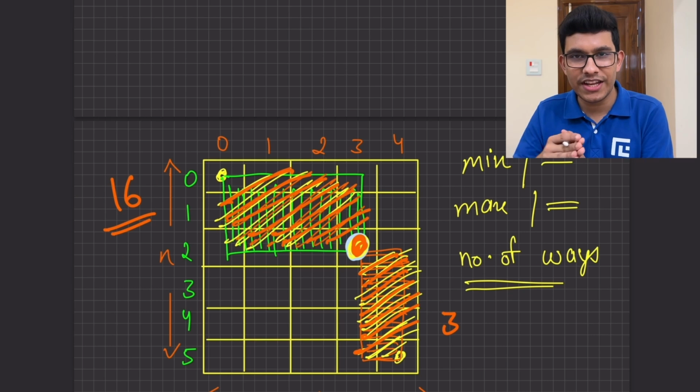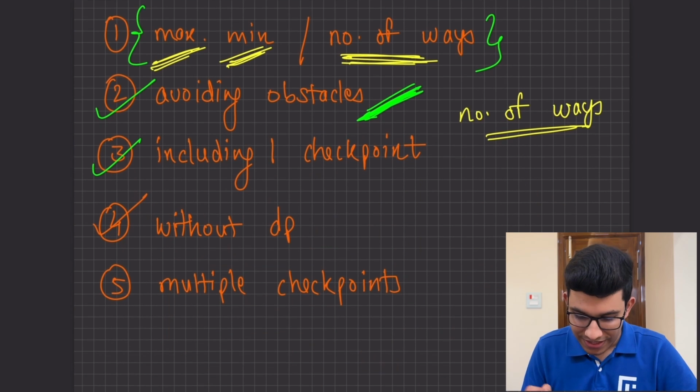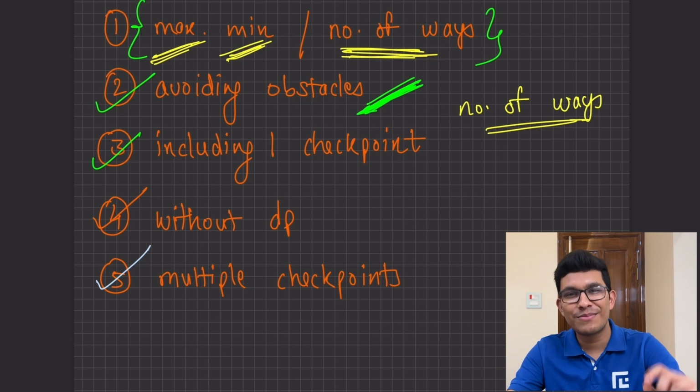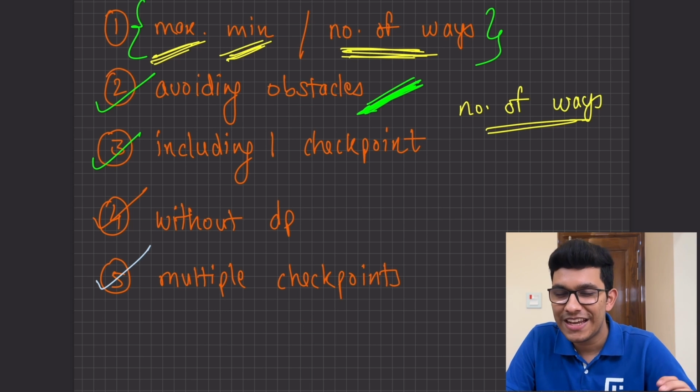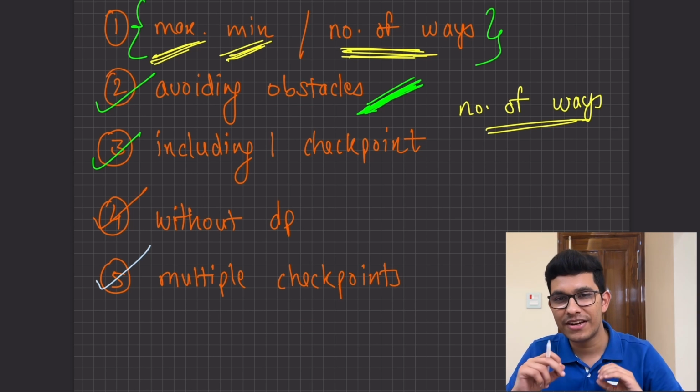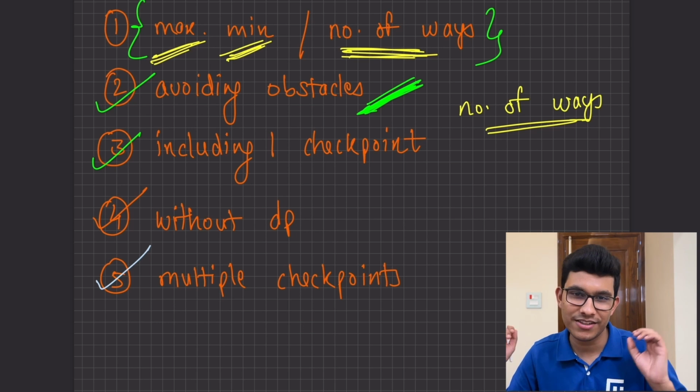So yes, that was the variation considering one checkpoint. Now let's solve the problem which is the big daddy here. Multiple checkpoints. Let's suppose you have multiple checkpoints in the grid. You want to cover every single checkpoint. Find out the number of ways to go from 0, 0, covering every single checkpoint, to n-1, m-1.